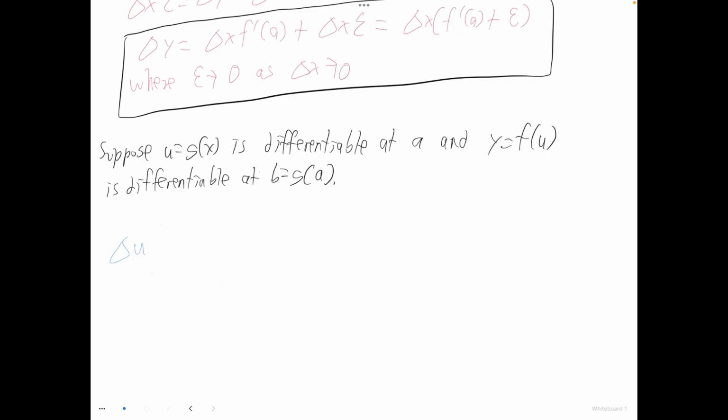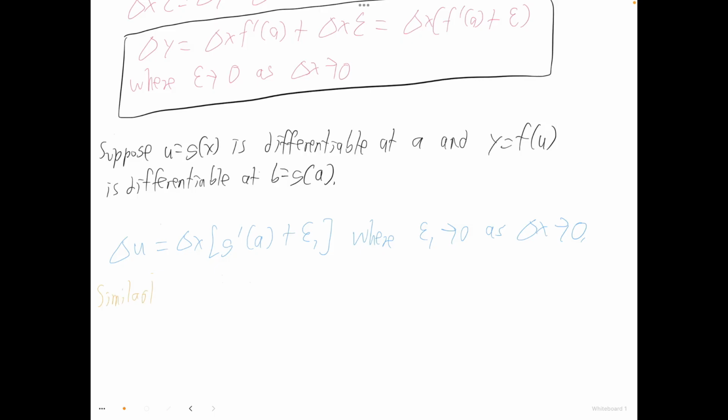Our change in u, using just the argument we did above, is going to be delta x times g prime of a plus some epsilon 1. We're writing it as epsilon 1 because we're going to have two of these. Epsilon 1 will go to 0 as delta x goes to 0. That's just using exactly what we did before. This argument we did with the delta y, we're just applying it to g.